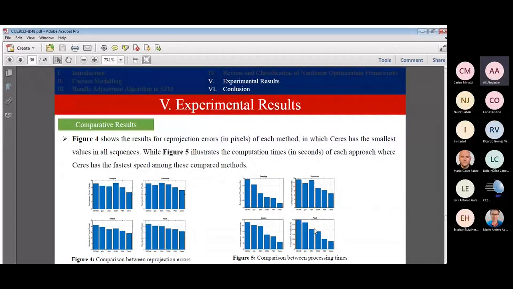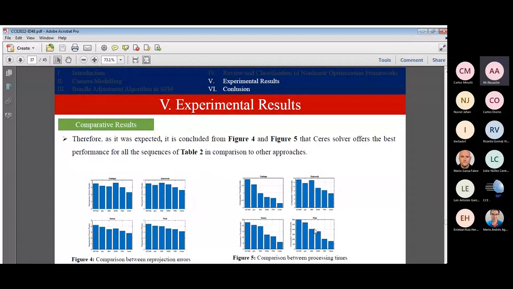Comparative results. Figure 4 shows the results of the reprojection errors in pixels of each method, in which Ceres has the smallest values in all sequences, while Figure 5 illustrates the computation times in seconds of each approach, where Ceres has the fastest speed among these compared methods. Therefore, as it was expected, it is concluded from Figure 4 and Figure 5 that the Ceres solver offers the best performance for all the sequences of Table 2 in comparison to the other approaches.